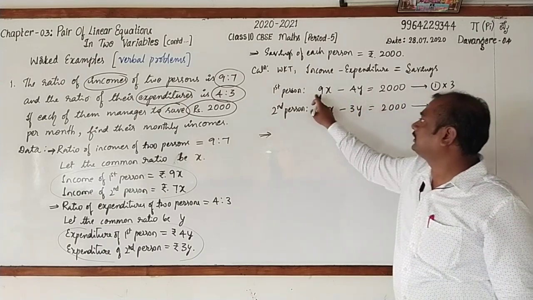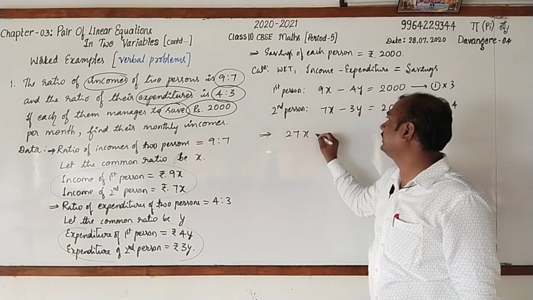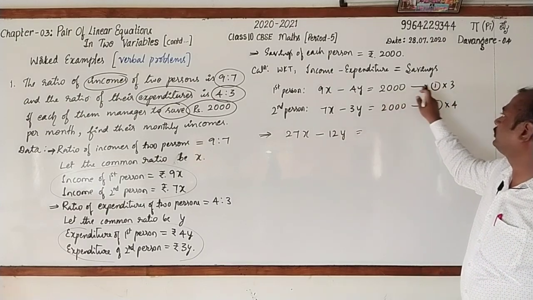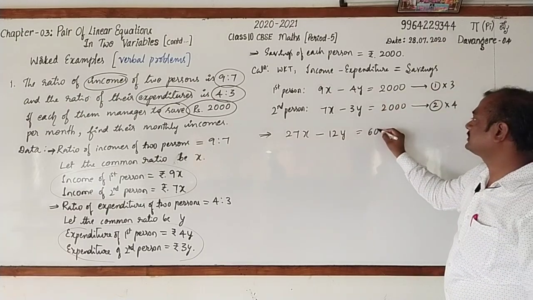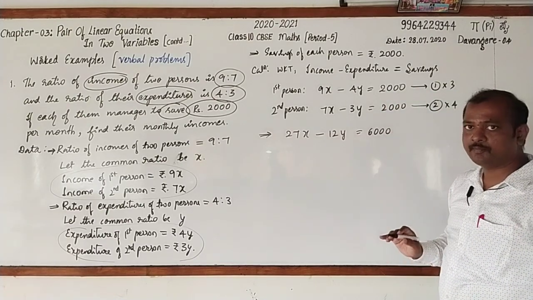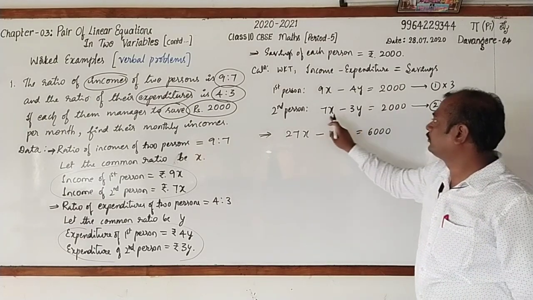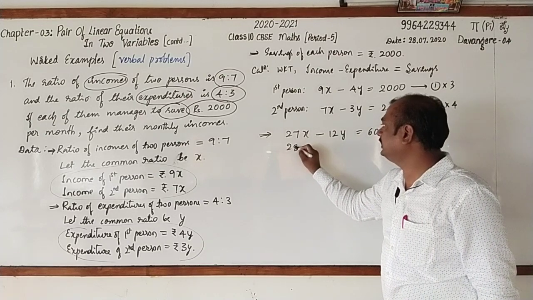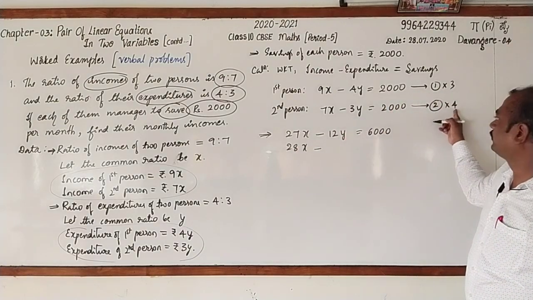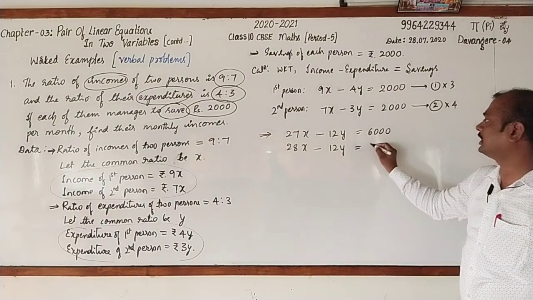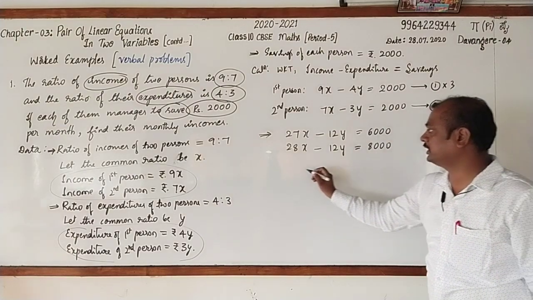Here multiply by 3. 9 3s are 27x, 4 3s are 12y, then 2000 3s are 6000. Clear? Next, multiply the second equation by 4. 4 7s are 28x, minus 4 3s are 12y, and 2000 4s are 8000.